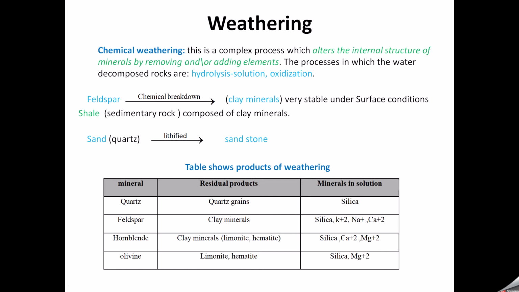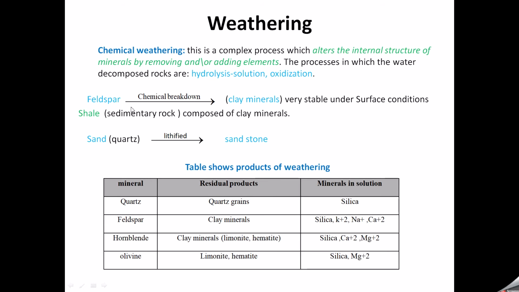Now, the chemical weathering. Chemical weathering is different than mechanical. It's a complex process which alters the internal structure of minerals by removing or adding elements. In mechanical or physical weathering, there is no change in the chemical composition of the rock. But in chemical weathering, we have water, moisture, and the mineralogical composition will change either by removal or adding elements to the rock. The processes in which the water decomposes rocks are hydrolysis, solution, or oxidation.